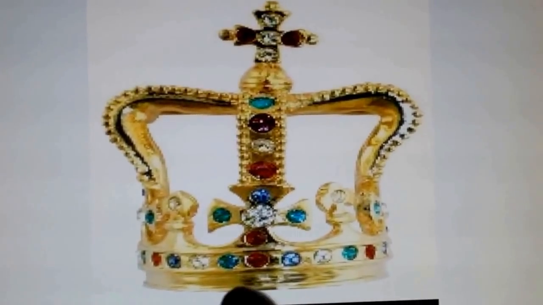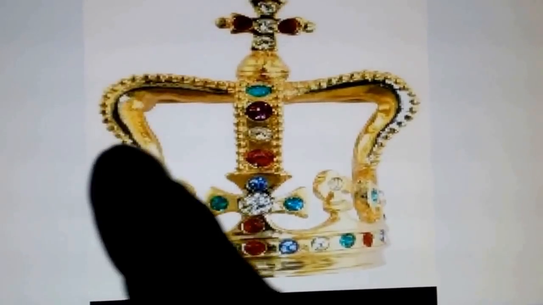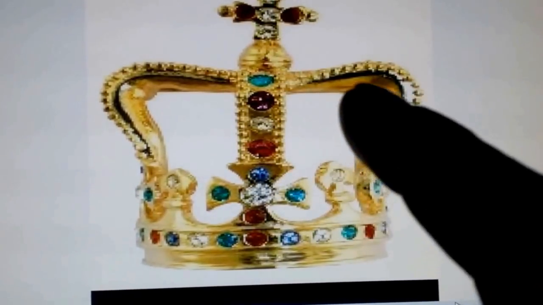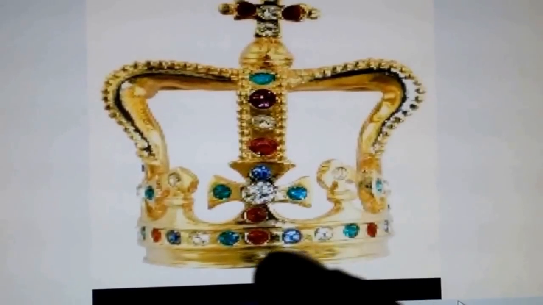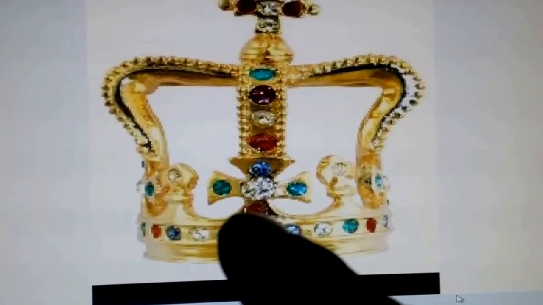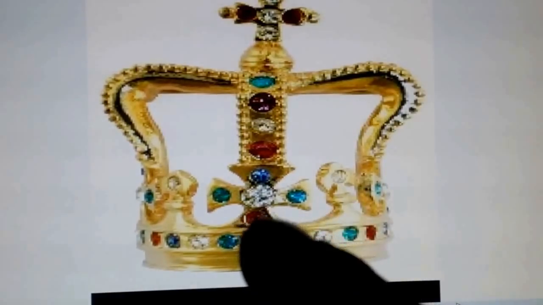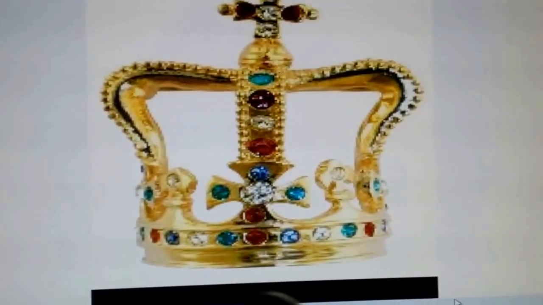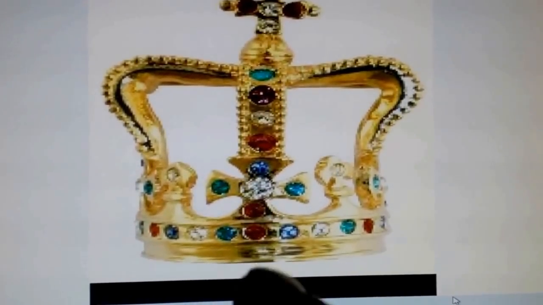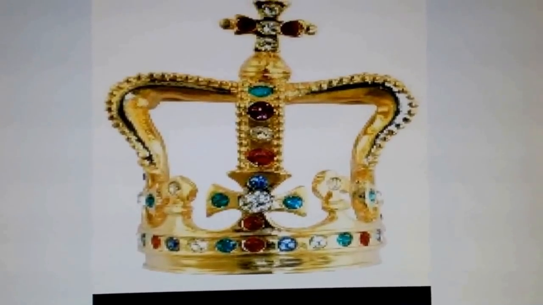Same thing here. You got your golden firmament with your rainbow colored jewels surrounding the plane that we live on, and the Christ above us, the cross that we live on. Got to get down here somehow. Solomon's keys. Same thing here.